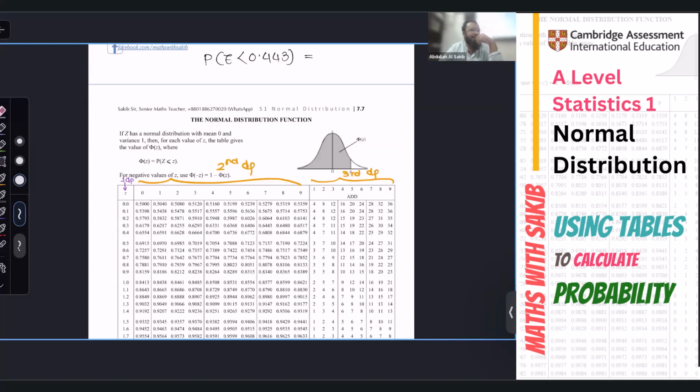This table will be given to you. Do you think you'll be able to memorize this? Yeah, this will be given. No problem. You have the AMF19 formula booklet. It will be given to you in your exam hall. So what's the answer?